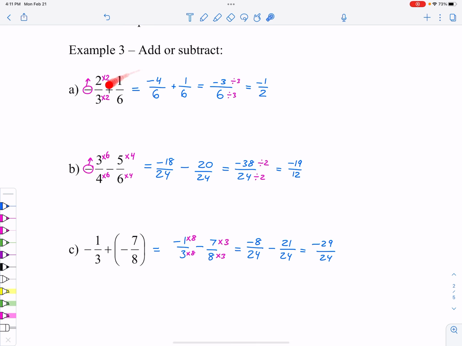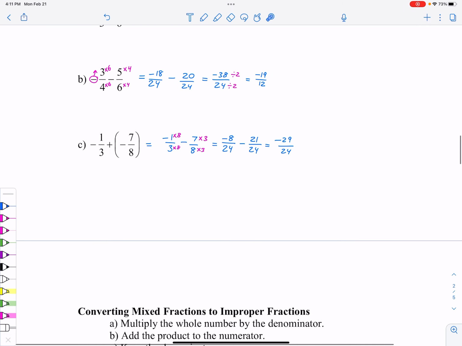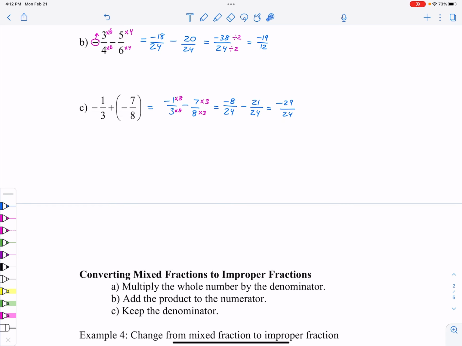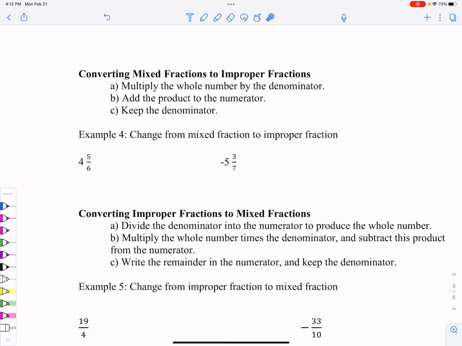Next is converting mixed fractions to improper fractions. So if I look back up here for a second, anytime I have the top of my fraction that's larger than the bottom of my fraction, that's called an improper fraction. And this means that you have a number that is greater than 1, okay? And so we can change an improper fraction like this into a mixed fraction. And we can also change a mixed fraction and turn it into an improper fraction. And we're going to look at both of those. So first we're going to start with a mixed fraction and we're going to go to an improper fraction.